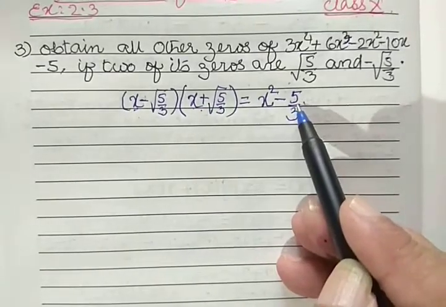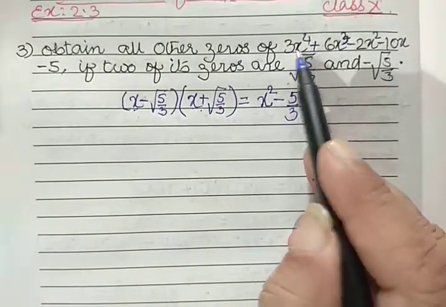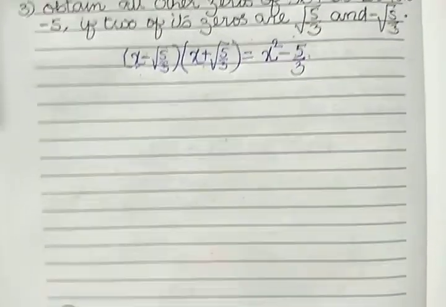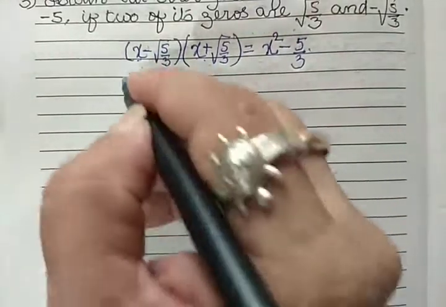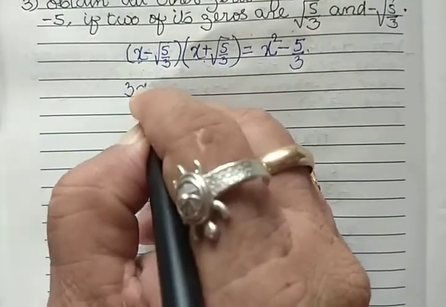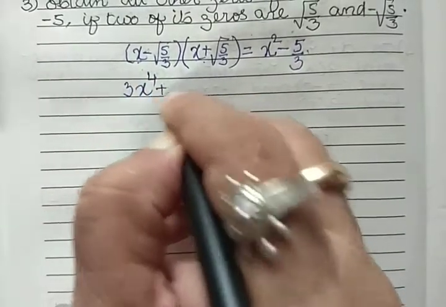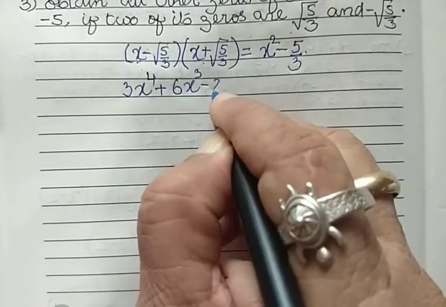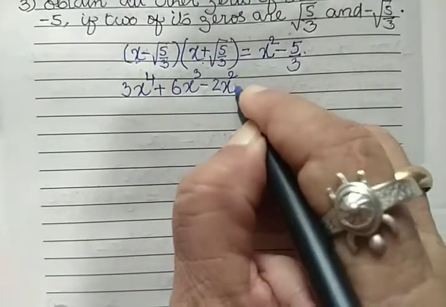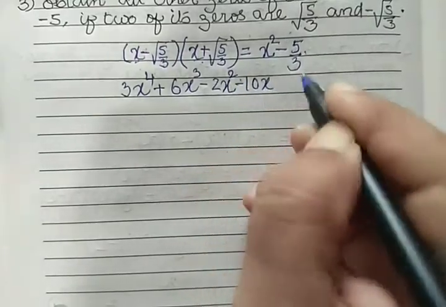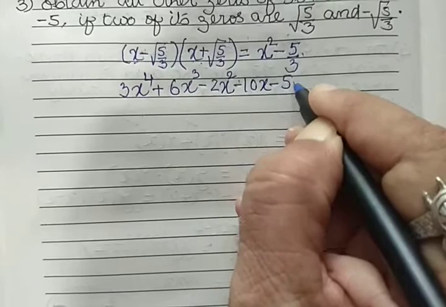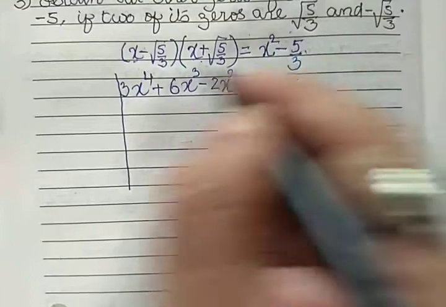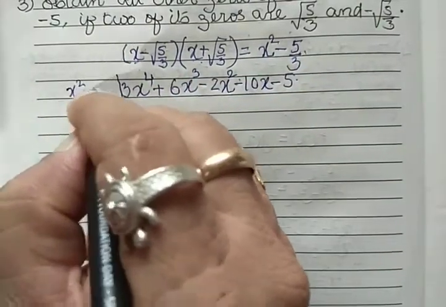So because this is a factor, let us divide the given polynomial by this. What is the given polynomial? 3x to the power of 4 plus 6x cube minus 2x square minus 10x minus 5. Let us divide this with what? x square minus 5 by 3.